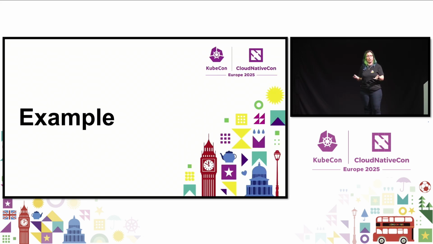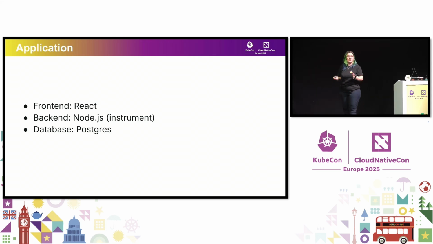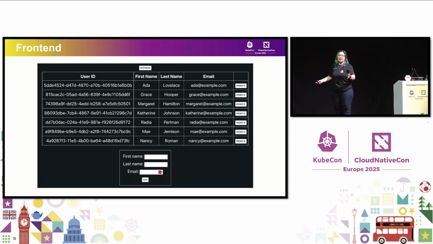Now, let's go over an example here. For this example, I'm using an application where the front end is using React. The back end is in Node. So the back end is the part I'm going to instrument today for this example. And the database that I'm using here is Postgres. My front end is a very simple application. It's just listing users. You have the option to refresh, remove, and add a new user.